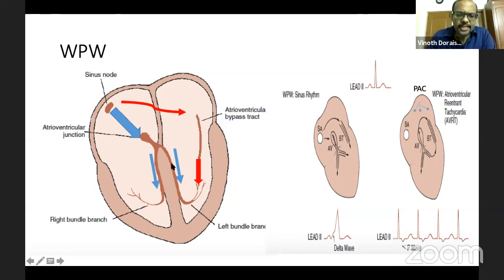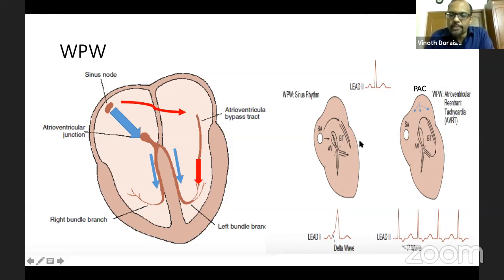And why do you get the delta wave? You get the delta wave because the QRS complex is depolarized by both the normal AV nodal conduction system and the abnormal atrioventricular bypass tract. So the three findings of short PR interval, delta wave, and wide QRS complex are now explained. But why are these patients prone to recurrent episodes of tachycardia?